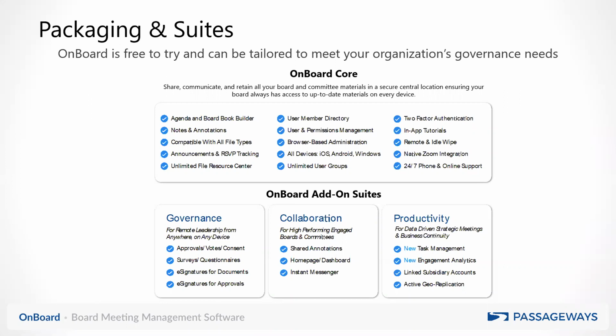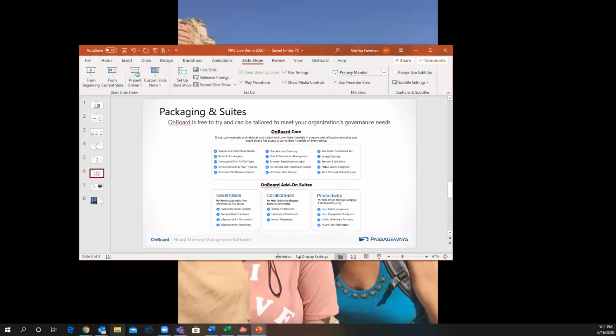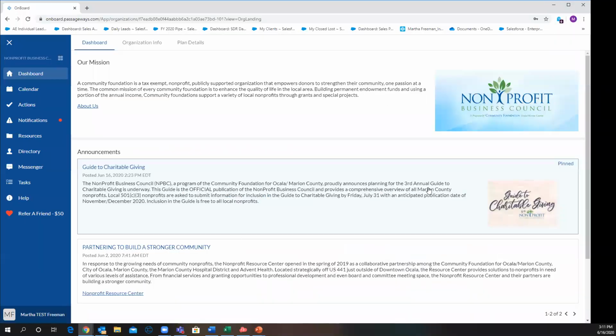So I am going to log out of here, and I'm going to open OnBoard and give you a look under the hood, if you will. So this is OnBoard. This is the dashboard that your board members and your leadership teams will see when they log in. There's some branding and messaging about each of your organizations in here. And I just want to share that these are completely separate solutions. We have a multi-tenant architecture, which means every organization has their own account. So it's a completely walled off garden, if you will.